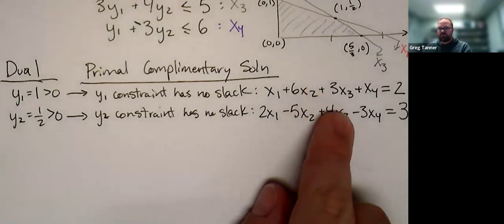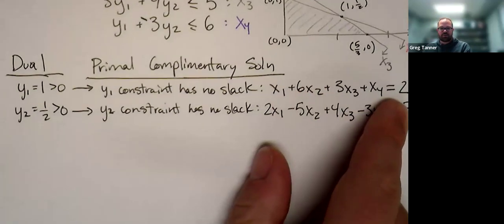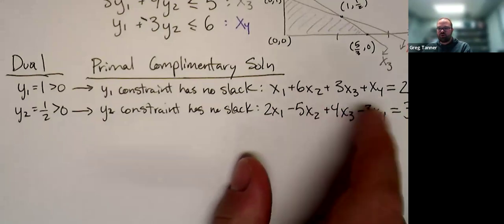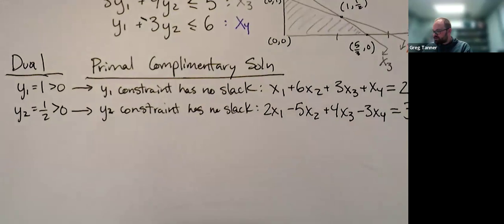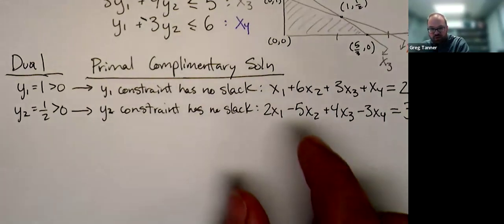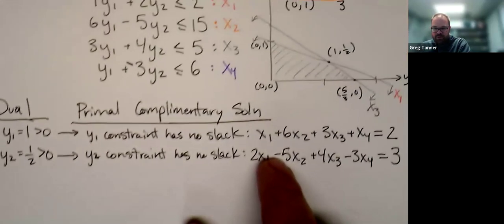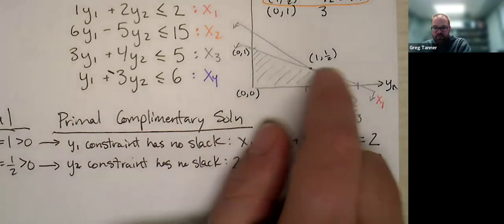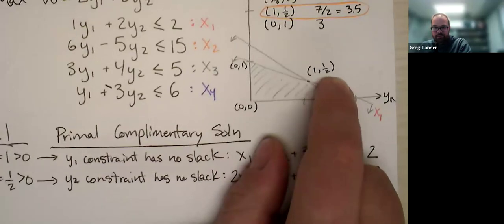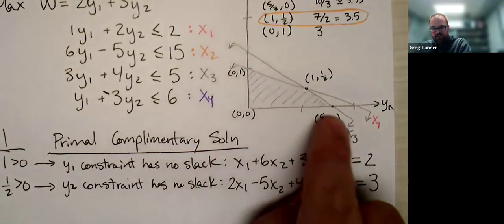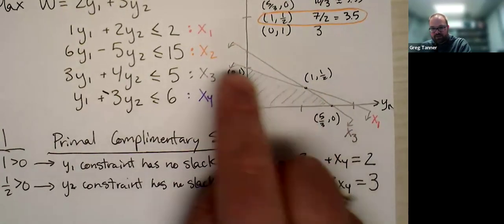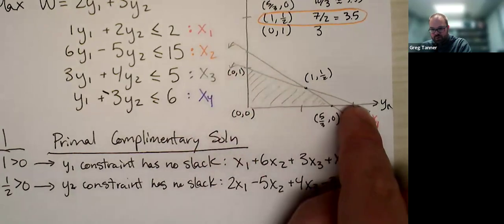Okay, so that's two useful pieces of information. Now we've got two equations, but we still have four unknowns. So we need at least two more useful pieces of information, and that will come from the slack. Here's where we're actually going to use things pictorially. Our optimal solution is this one right here. It's on the boundary of the x3 constraint, and it's on the boundary of the x1 constraint.